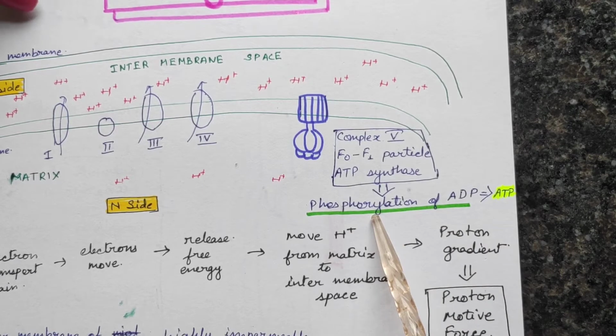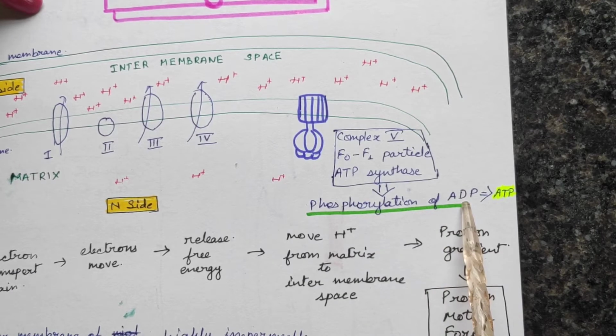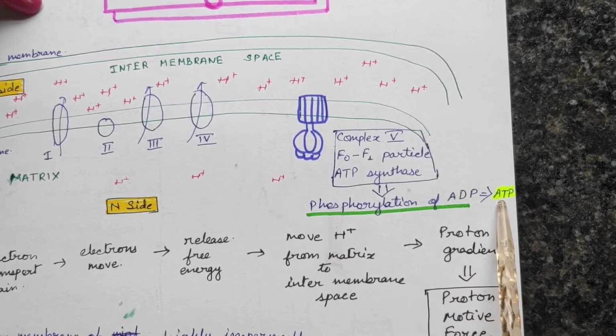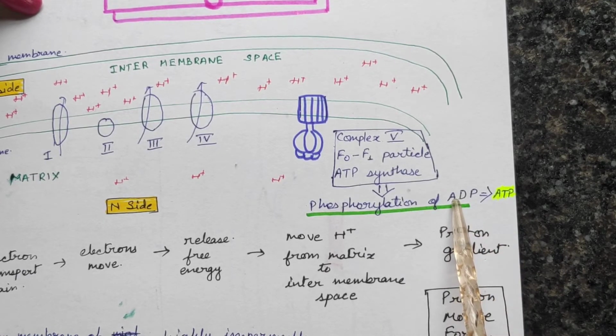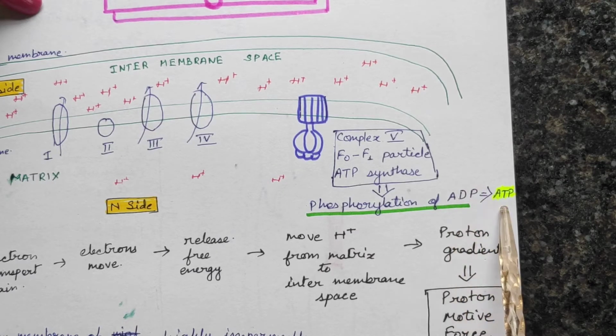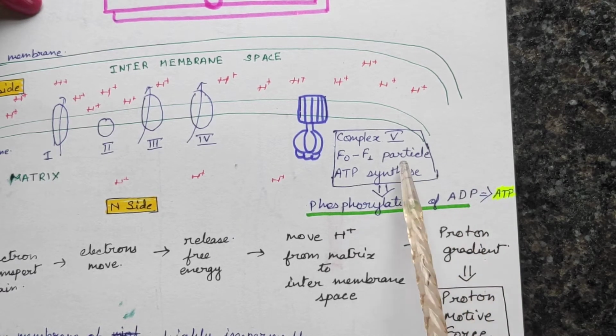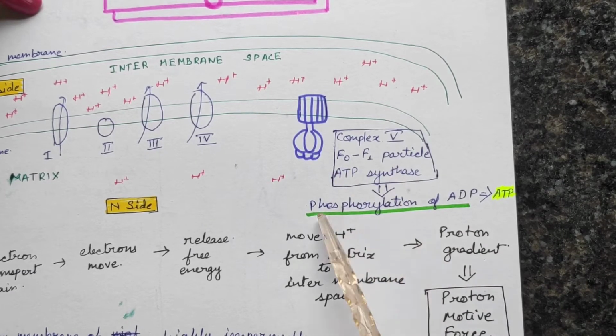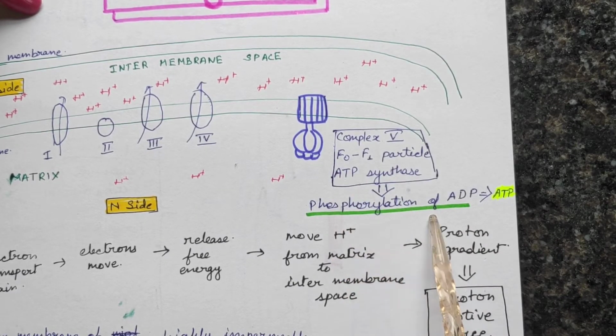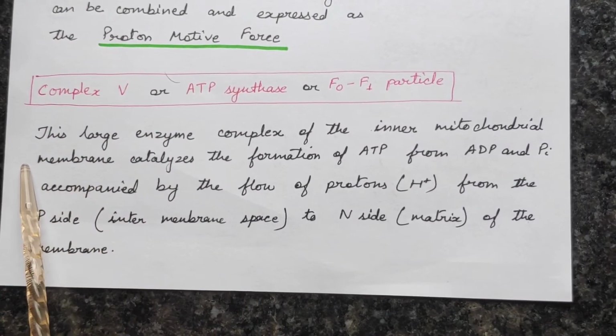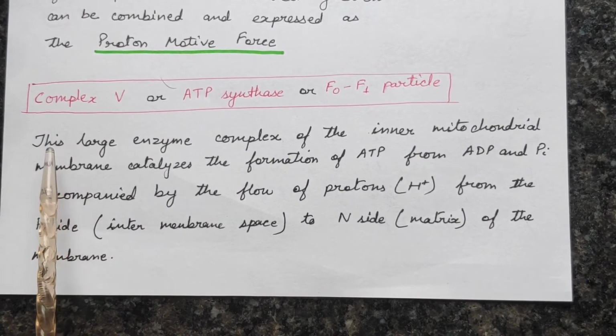Now what is phosphorylation? Phosphorylation means addition of one phosphate group to the ADP. What is the full form of ADP? Adenosine diphosphate. That means it has two phosphate groups attached with adenosine. Now adenosine triphosphate has 3 phosphate groups. That means if we add one phosphate group to the adenosine diphosphate, it will become adenosine triphosphate. This is what happens in the ATP synthase. This is called the phosphorylation of ADP, that is adding one phosphate group to the ADP. This is the function that complex 5 does.